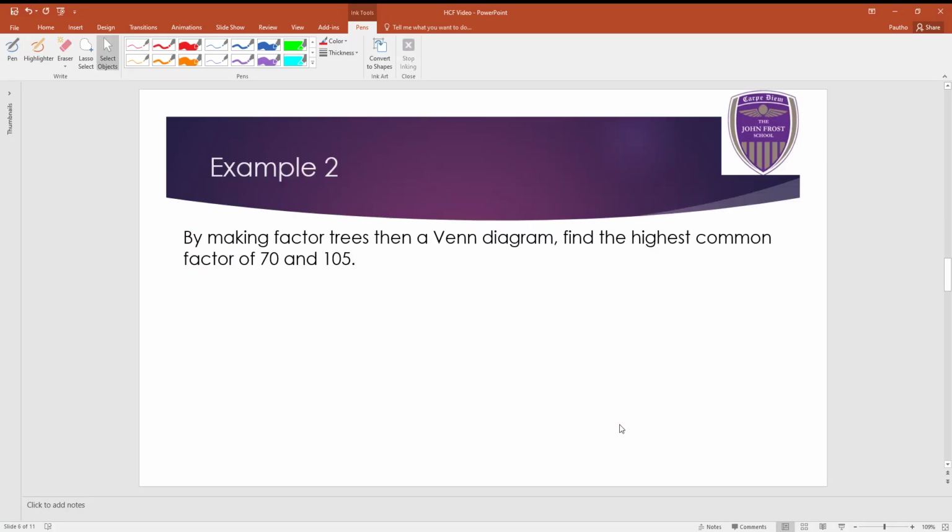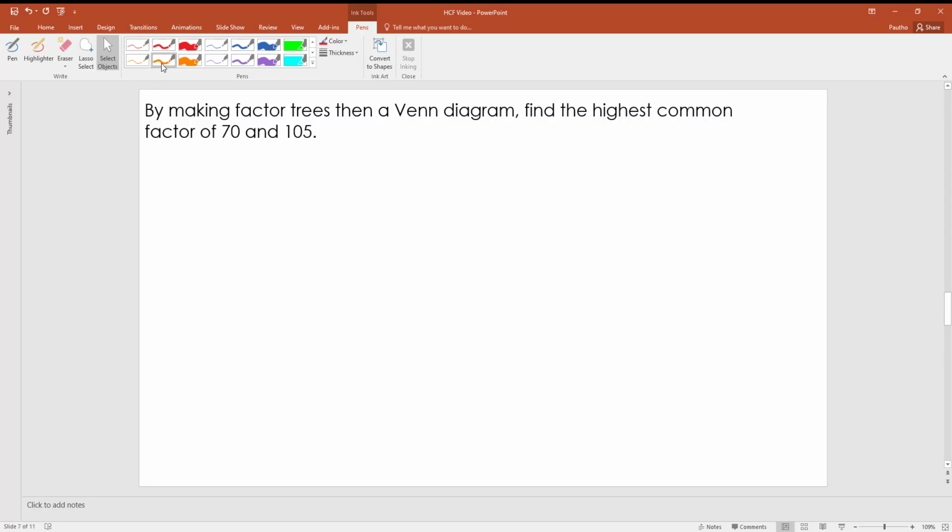All right, example 2 then. Perhaps now you can pause the video, have a go, and then come back when you're ready. Okay, welcome back. So I'm going to do 70 first of all. Again, you could do 35 times 2, but I will do 7 times 10. 7 is prime, and 10 is 2 times 5, and these are both prime. So 70, if I write it in ascending order, is 2 times 5 times 7.